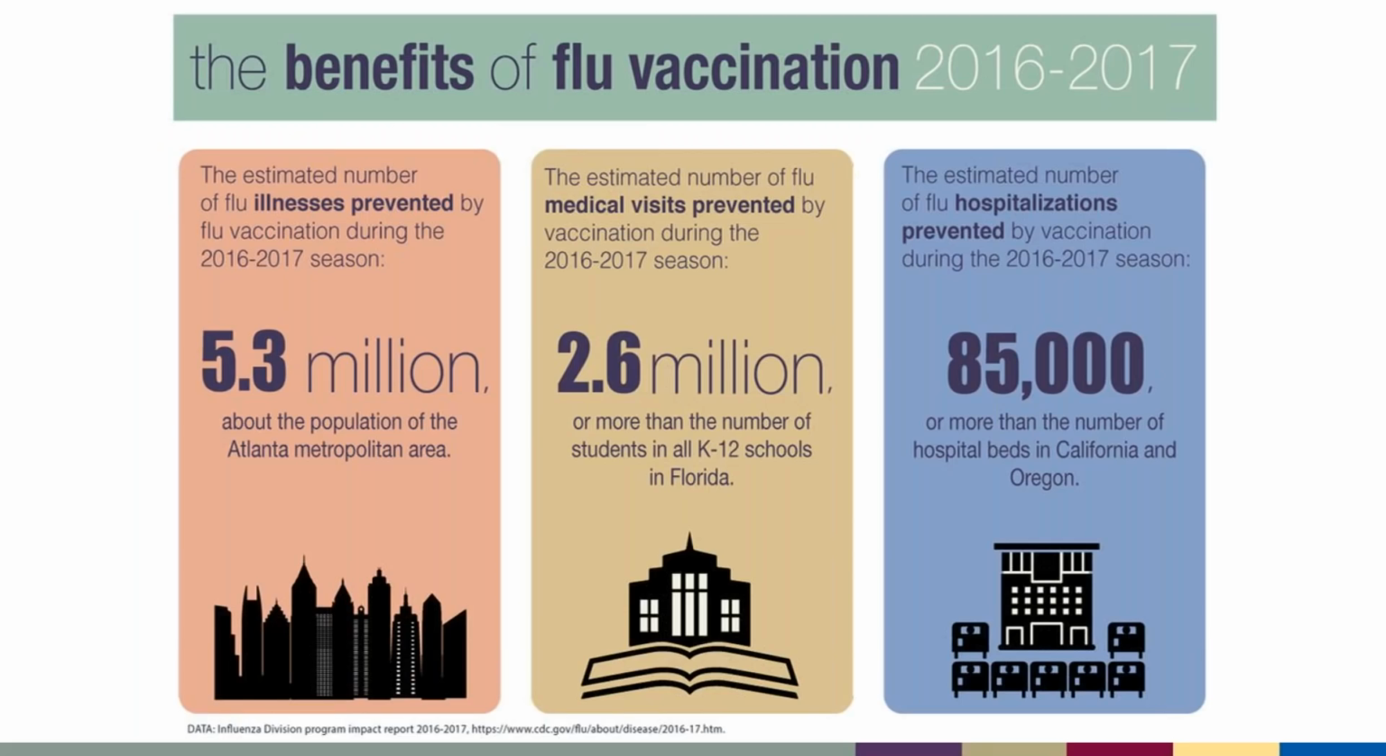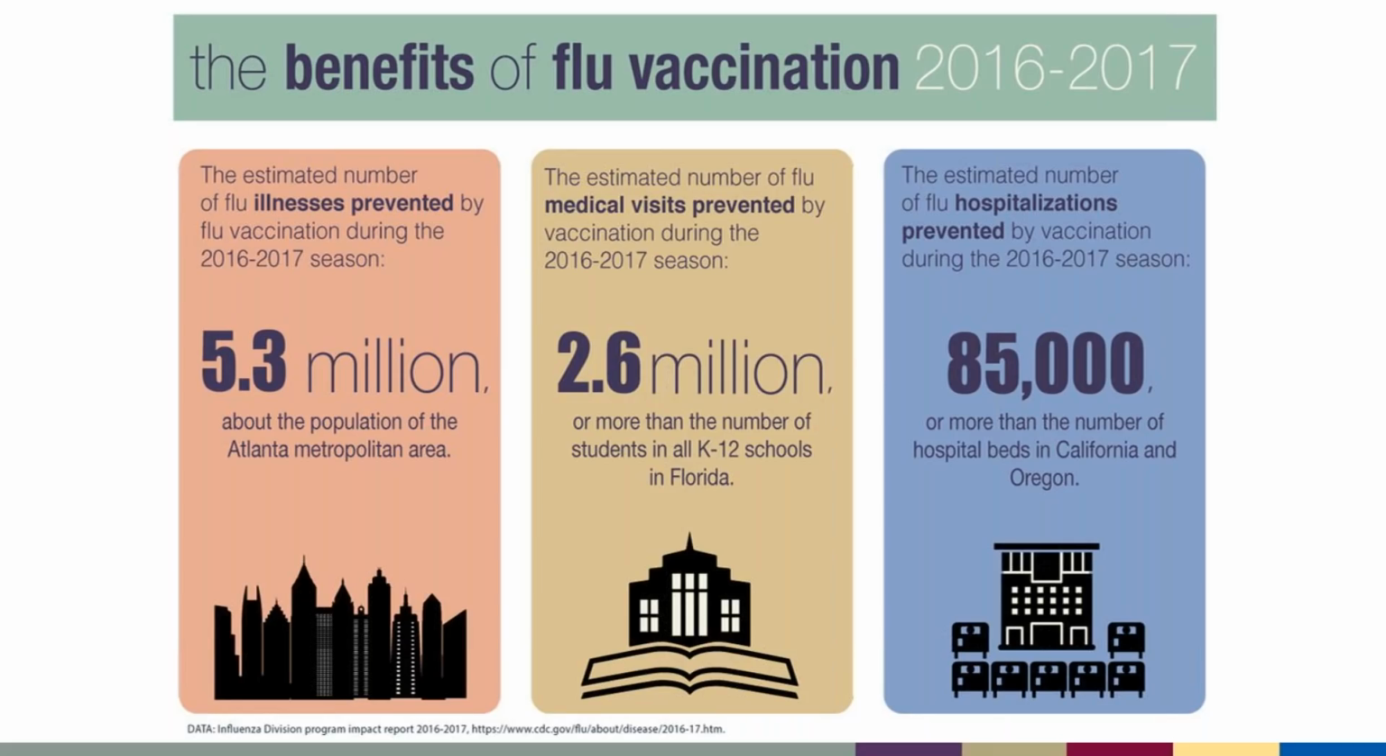And during that 2016-17 season, we estimated that flu vaccination prevented 5.3 million illnesses, which is about the population of the Atlanta metro area. And additionally, vaccination prevented 2.6 million medical visits and also 85,000 hospitalizations related to flu. And this is approximately the same number of hospital beds that are in California and Oregon.